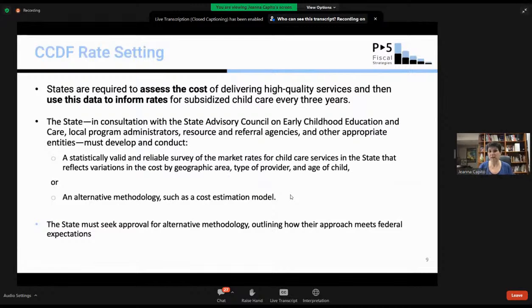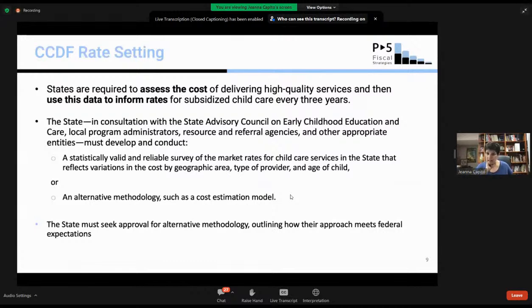Prior to that, every state in the country was using this first blue bullet, a statistically valid and reliable survey of market rates, which are tuition that is charged of families. It does include things like variation in that tuition by geographic area, type of provider, family child care or center, and the age of the child being served, right? All of those things vary. We know that within market rates, and they do within cost of care too. We know these things, right? That is what most folks are most familiar with, and that was part of the federal regulation, to use the market rate survey.